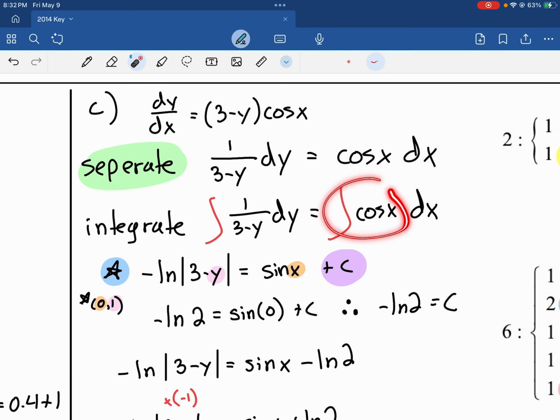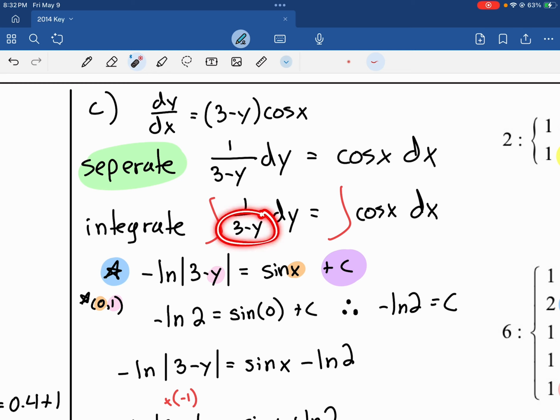Right side, I'm pretty good. The antiderivative of cosine is sine. I'm not going to forget my plus c. On this side, the antiderivative of 1 over y is natural log of the absolute value of y. If this is anything else, you might want to use u substitution to see exactly what it comes out to be, but here's the shortcut.